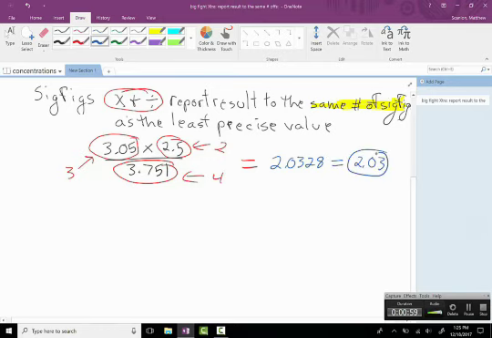Now, sig figs are not going to be important on exams as long as you give me enough. They are, however, going to be very important in the laboratory, in the lab write-ups, okay? And that's where we'll worry about them.